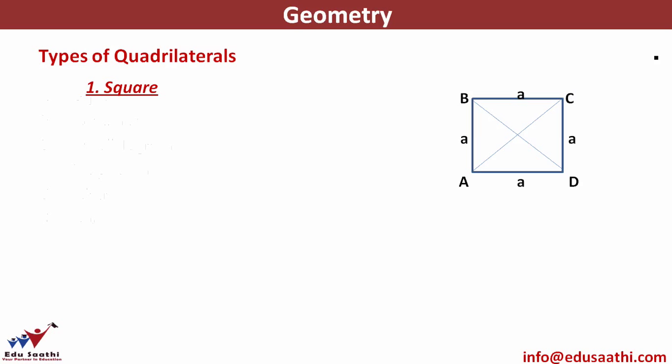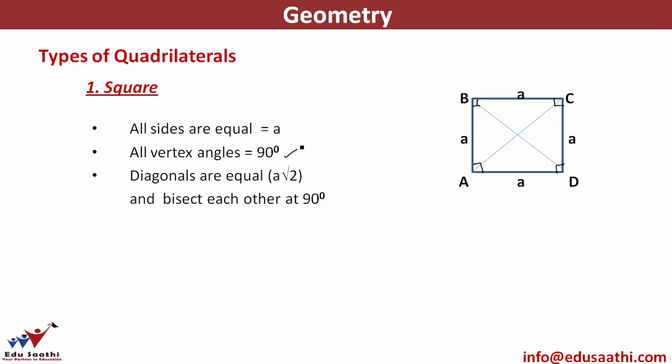Square. You look at your right hand side, this is what a square looks like. It has 4 sides, 4 vertices. All the sides are equal. All the vertex angles are equal. So that means A, B, C, D would add up to 360 degrees. All of them are equal. Each angle turns out to be 90 degrees.